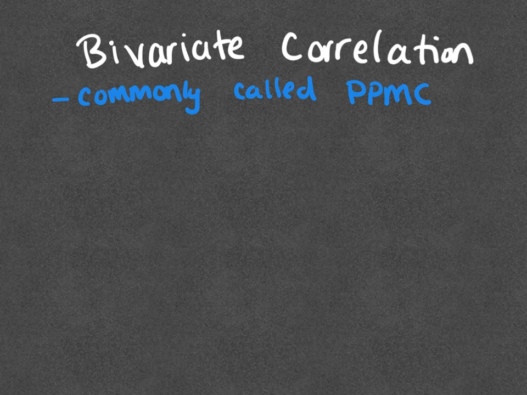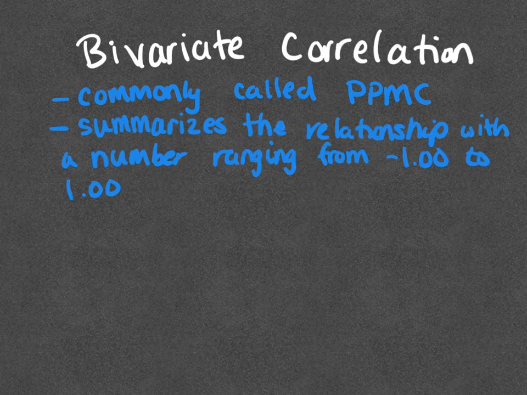The standard correlation formula is commonly known as the PPMC. This stands for Pearson Product Moment Correlation. Oftentimes when people say they're using a correlation and they don't specify, they're using this common formula, the PPMC. This formula summarizes the relationship between two quantitative variables by giving a number that ranges from -1 to +1. This value is known as R.